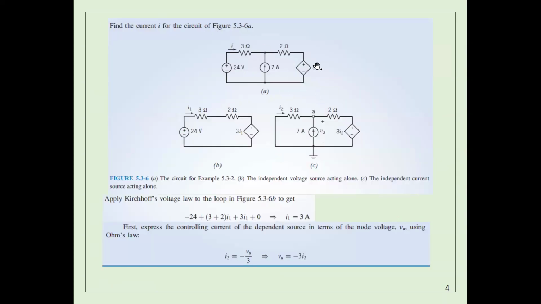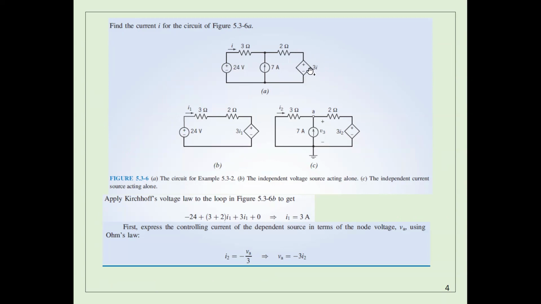I gave you here another example in case you have dependent sources. We don't do that for dependent sources. For dependent sources, you have to keep them. That's what I did in this example. I kept the dependent sources. We only cancel the independent sources.